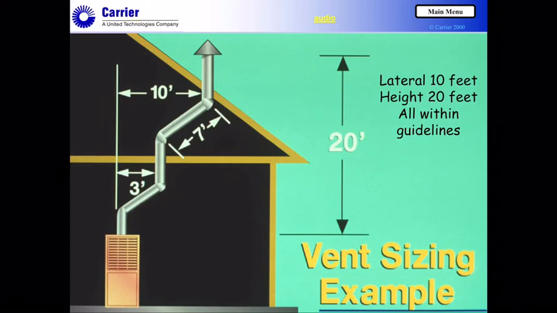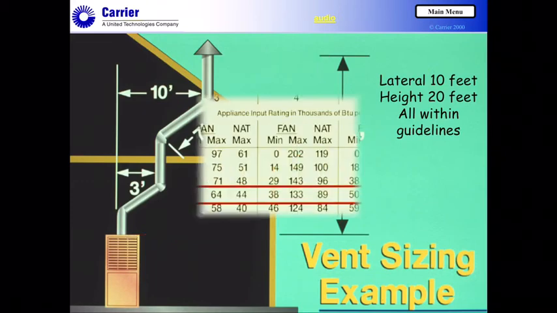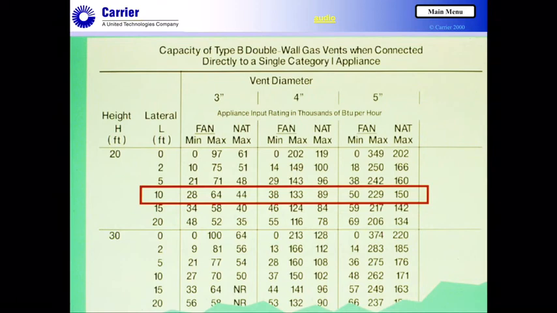So here's an example. Just a quick little sizing example I'll go through with you. Here's an example where I happen to have a system where we use some offsets, and I've got a lateral initially of 3 feet, but overall the whole lateral of the system is actually 10 feet. And I've got a 20-foot high system. We're measuring from the outlet of the appliance shown in here, all the way to where it exits the system. That's really considered my vent height.